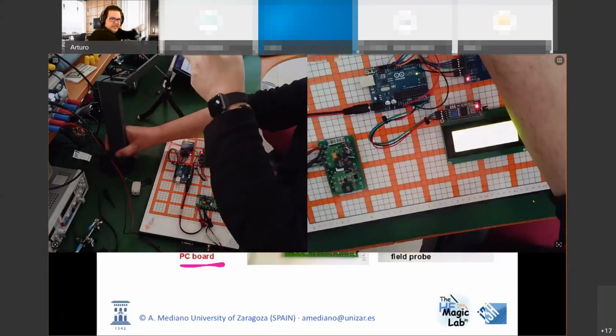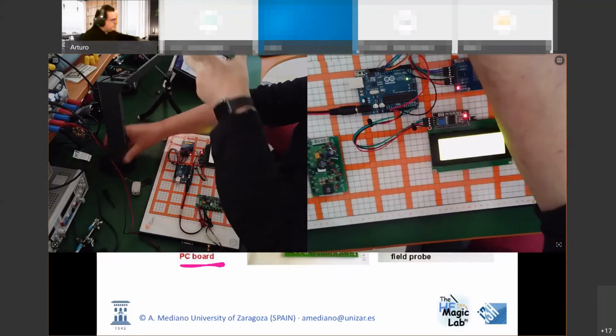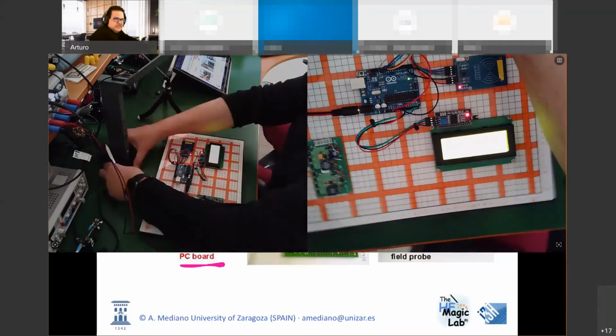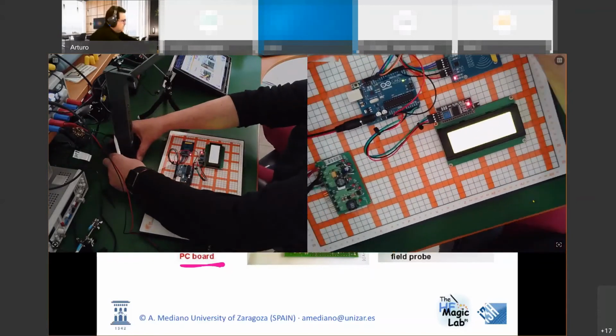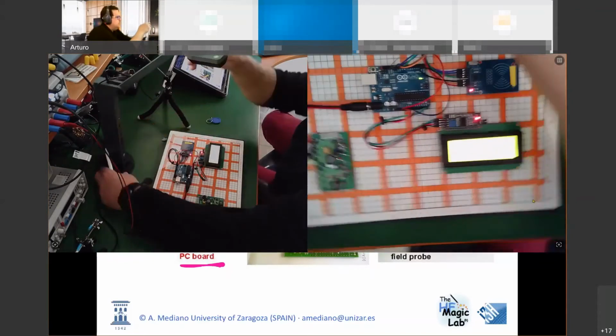Okay, so let's consider that we are interested in scanning with a near-field probe. Okay, let me try. Okay, this way.